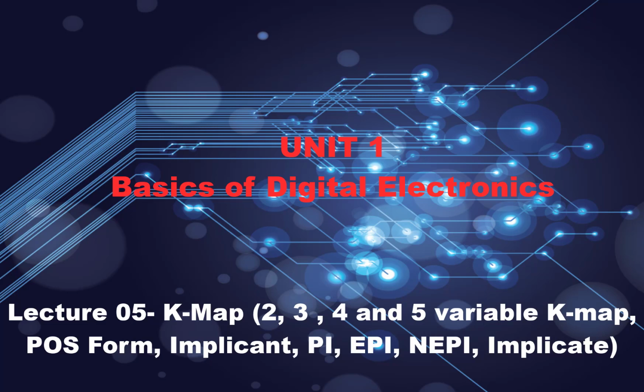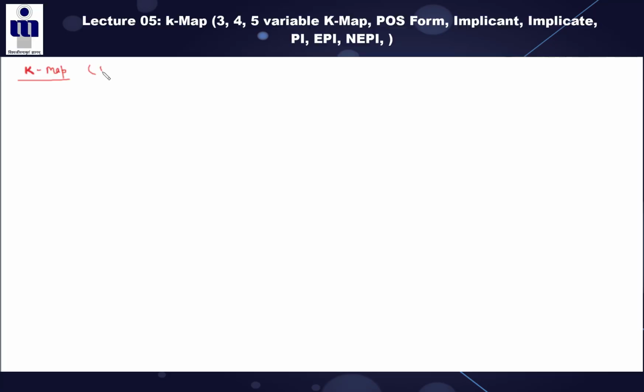So in the previous lecture, we took the SOP form. Now we will discuss how to minimize the POS form. It is quite similar to SOP form. In SOP form, we take the ones, while in the POS form, we take the zeros. We'll consider the POS form.